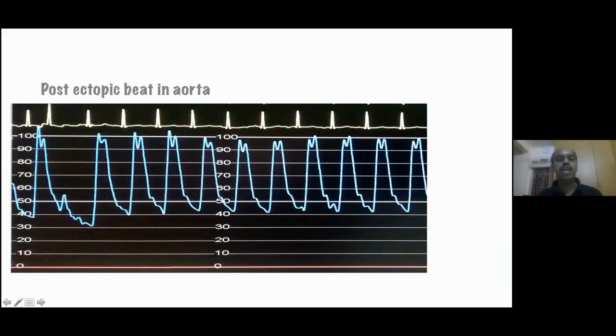Post-ectopic beat, we already explained. The normal post-ectopic beat in an aorta will have a wide pulse pressure. The reason why there is a wide pulse pressure is because the previous diastolic pressure goes very low, even though the systolic pressure remains the same. This wide pulse pressure results in a brisk pulse, and so a high volume pulse is appreciated on pulse examination in the post-ectopic beat.